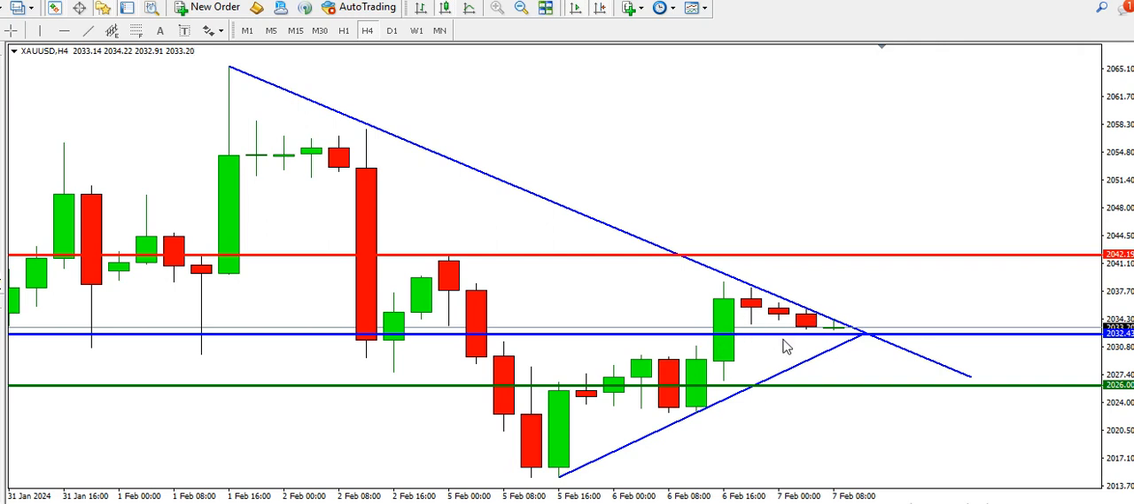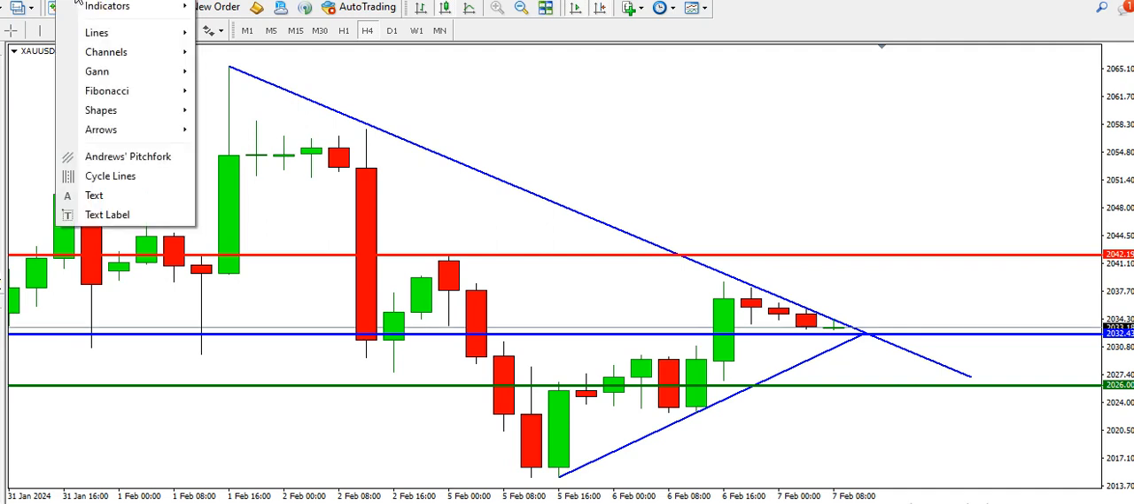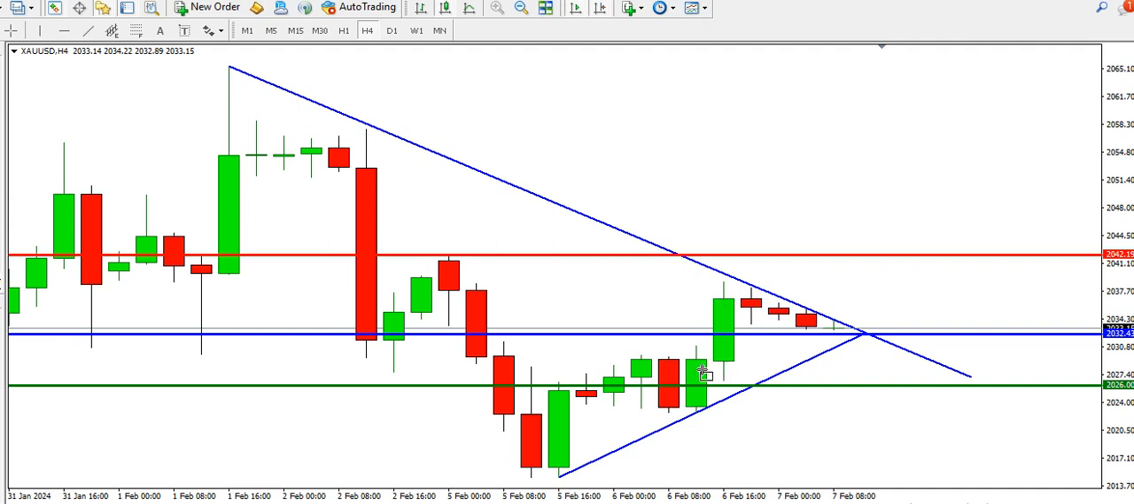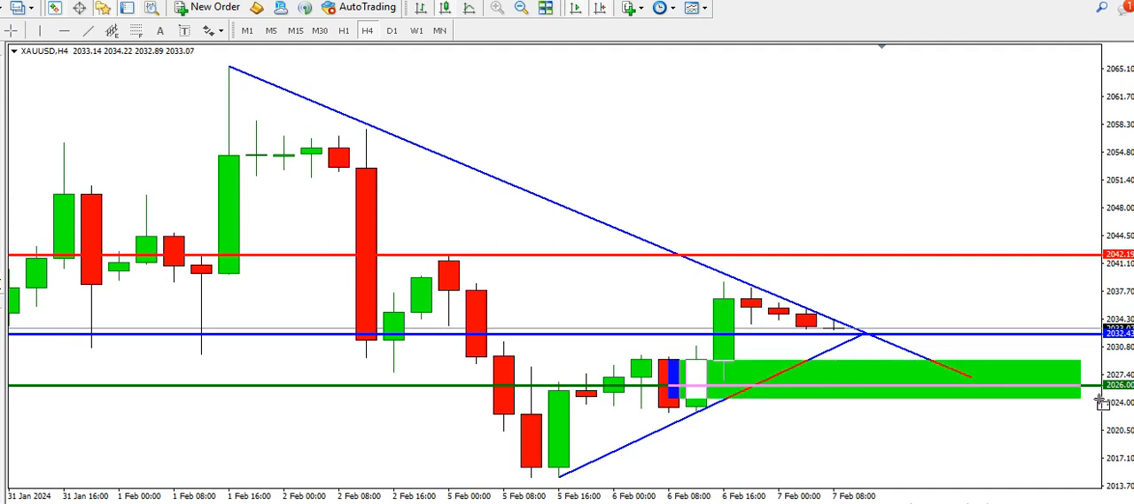on the 4-hour time frame. A break of this range might likely tell us where price is going. Of course, looking at the demand and supply levels, we have a demand level around here. We expect price to bounce around here.